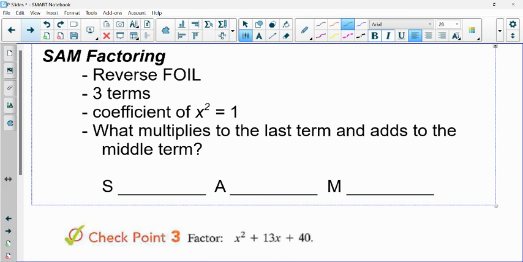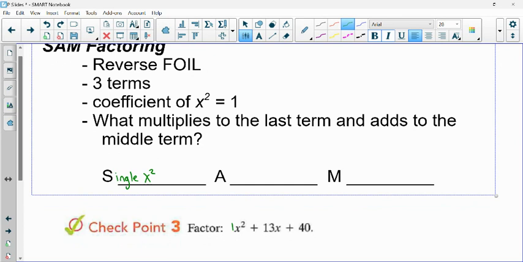Again, you can write as much or as little as you want, depending on where you're at. So SAM factoring is reverse FOIL. There would be 3 terms, and your coefficient of the x squared is equal to 1. So remember, that means the number in front of the x squared is a 1. And the reason why we use the acronym of SAM is because there are 3 letters and 3 terms with what we're doing. S stands for single x squared, single meaning 1. There's a 1 in front of our x squared there.